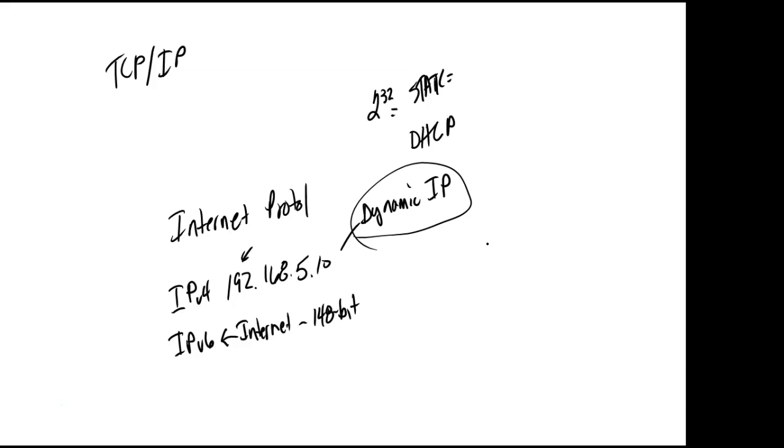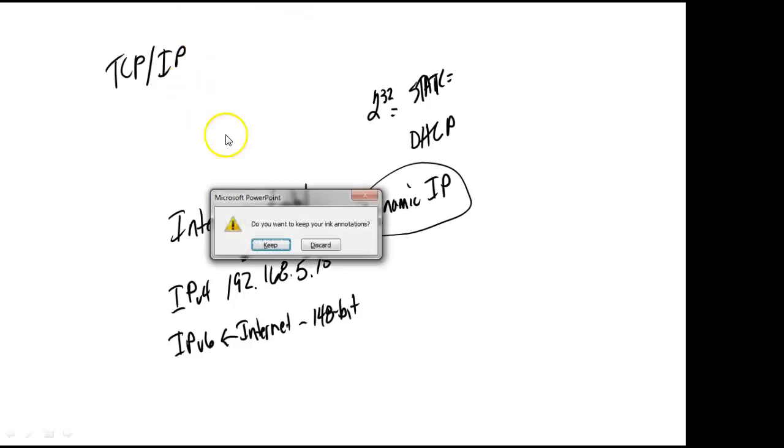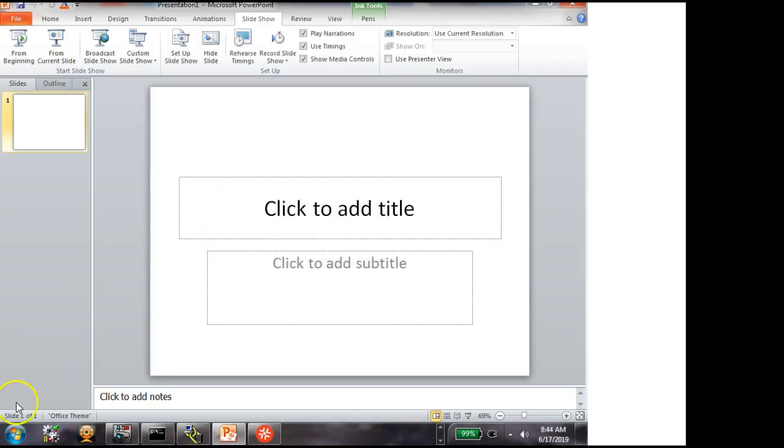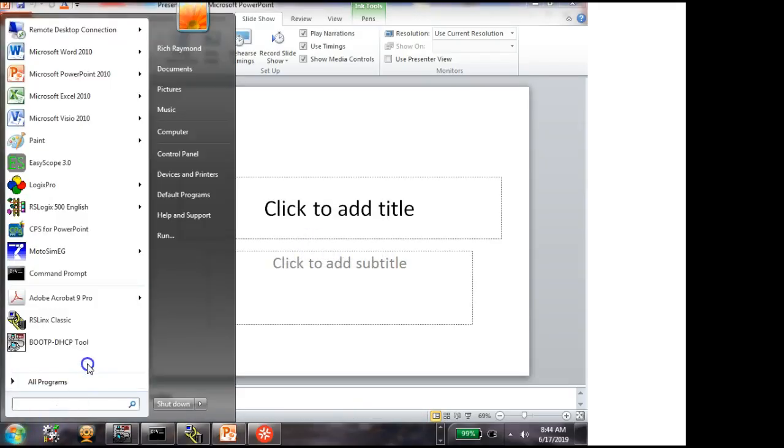Okay. But this is the way we address the computer. So this device right here, you can't set for static IPs. The only thing you can set it for is dynamic IPs. So I've got this hooked into my computer. How do I get the IP in there? Well, what RSLogix 500 provides with their software is a DHCP toolbar.